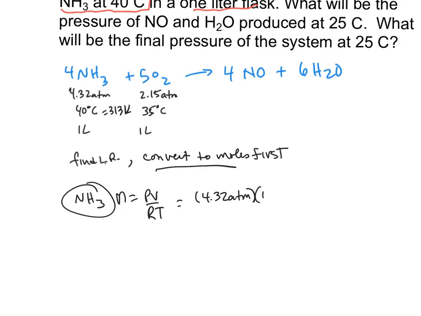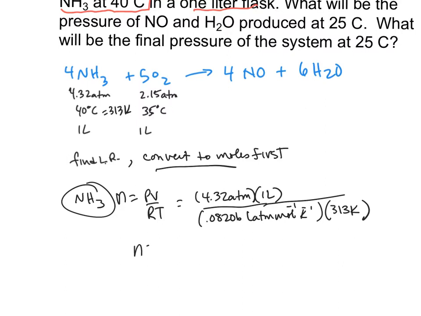What happened? Oh, so this is 1 liter. R is 0.08206 liter atmosphere per mole Kelvin. And the temperature is 313 Kelvin. So n for ammonia is going to be equal to, double check my numbers here, 0.168 moles of NH3.